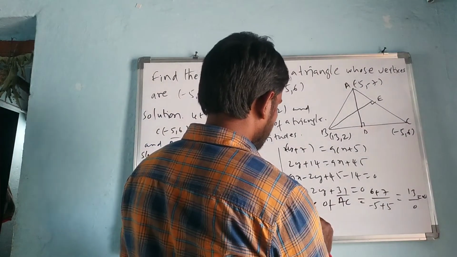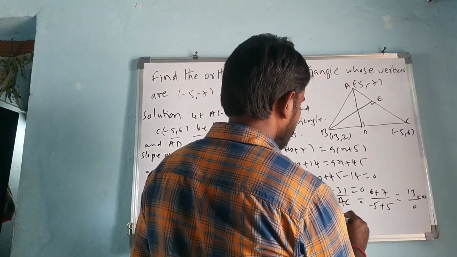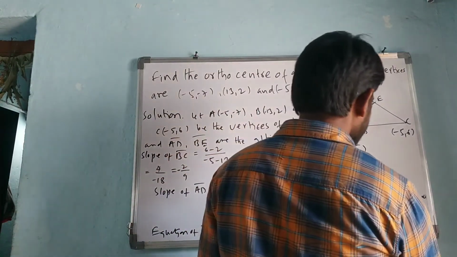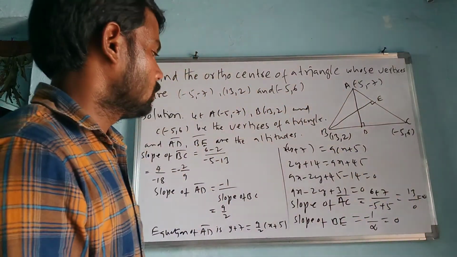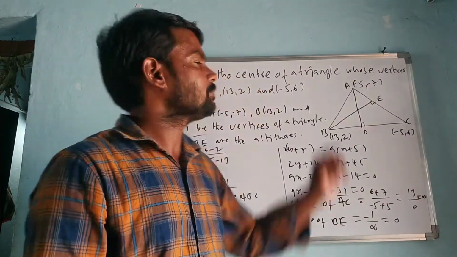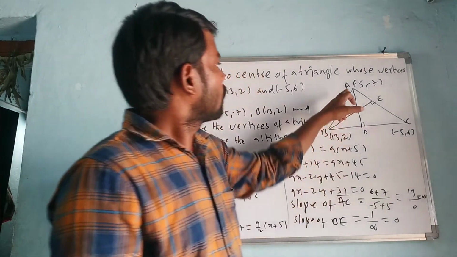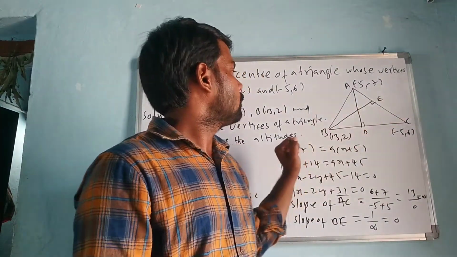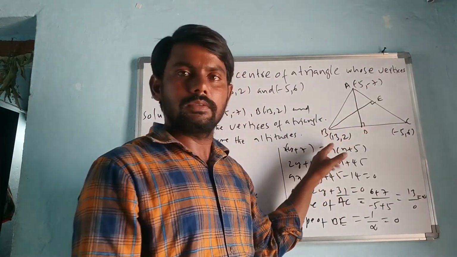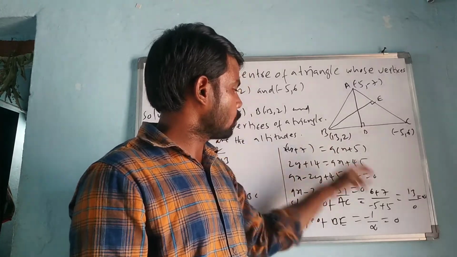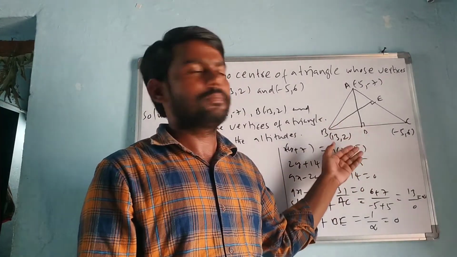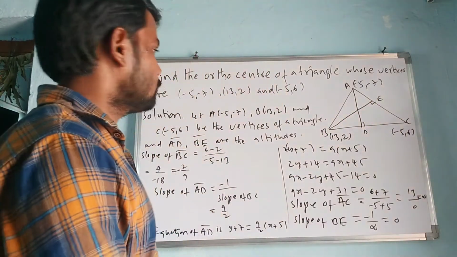Now for the slope of BE, clearly it is minus 1 by infinite, which is 0. So the slope of BE is 0. B has the point 13,2 and the slope 0. So by using the point-slope form we can find the equation of altitude BE.